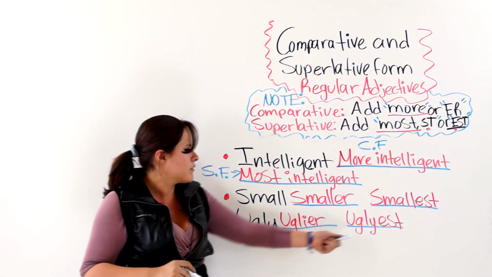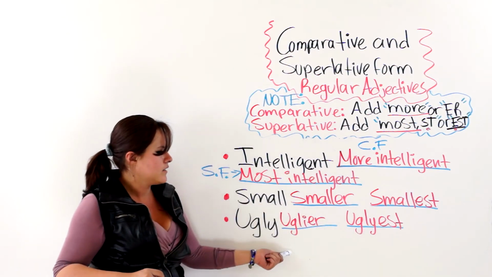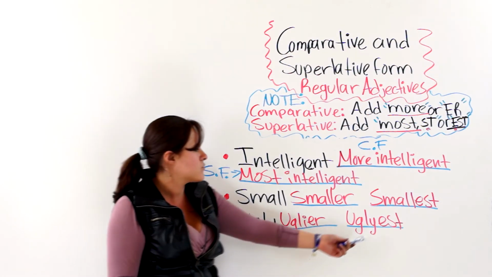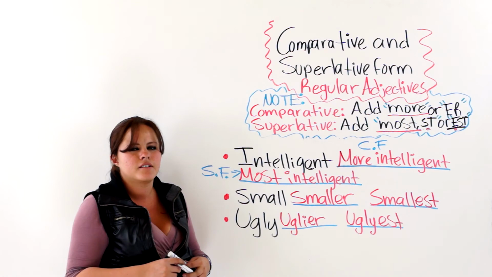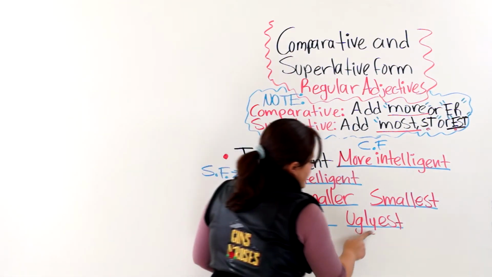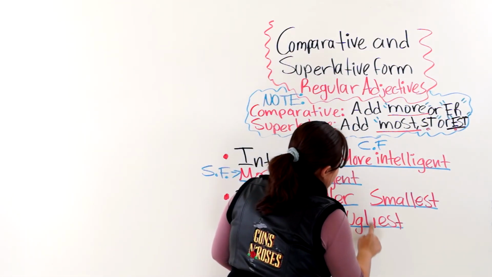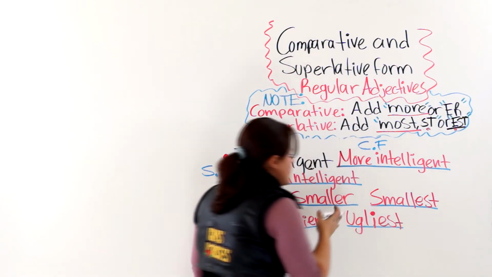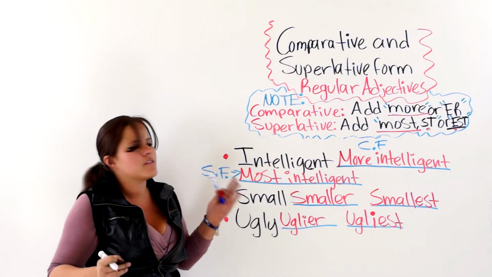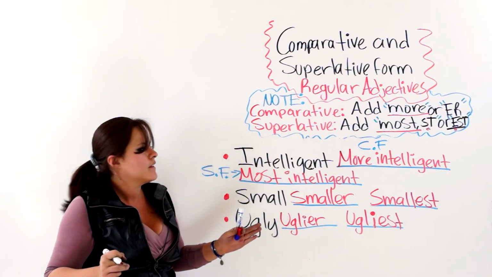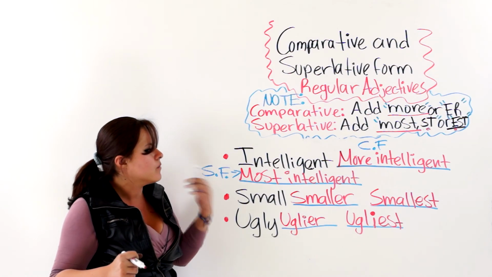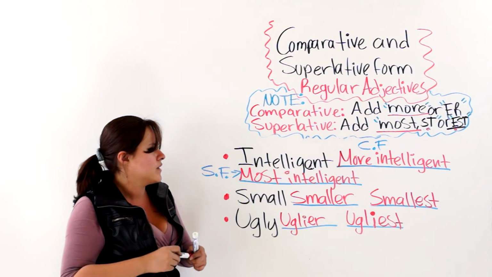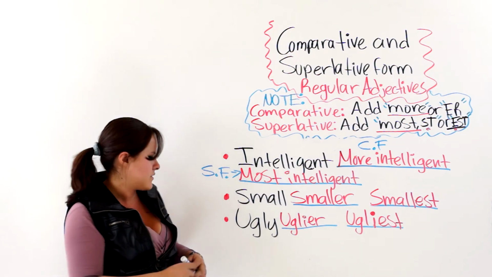With an I or with a Y? Uglier, ugliest. Should I change this I for a Y or this Y for an I? That's right. I must change this Y for an I. Every time that you find an adjective that ends in Y, just simply replace the Y for an I and then add ER or EST at the end when they are one or two syllable adjectives.